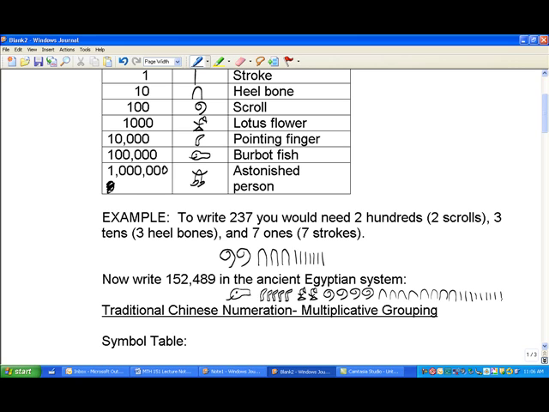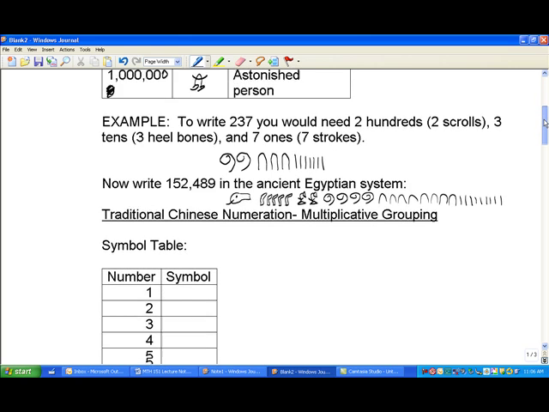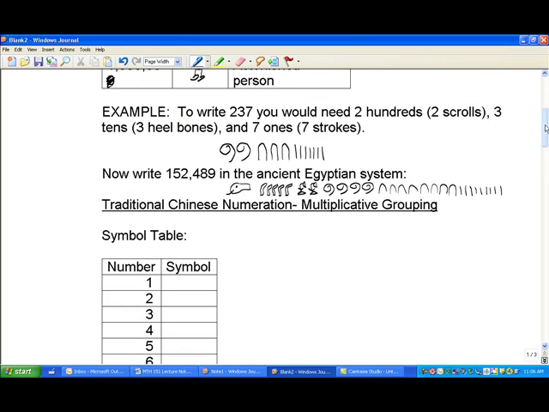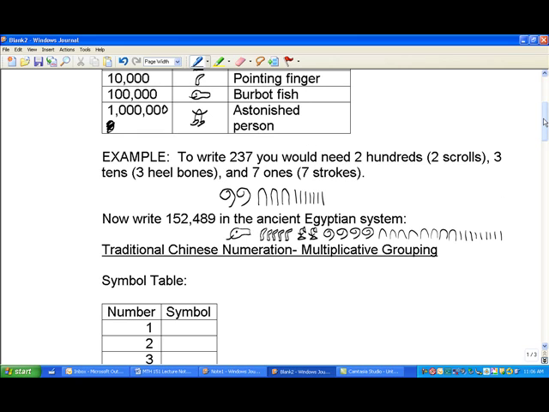So again, you can see the number is a lot longer. It took us longer to write than 152,489 in the Hindu-Arabic system. So with simple grouping, what we're finding is we're just repeating the symbol the appropriate number of times for whatever number it represents.